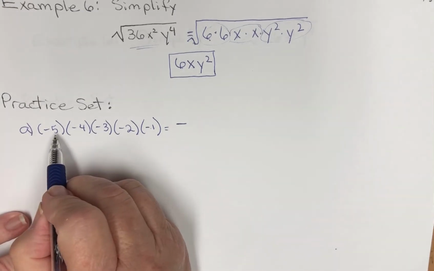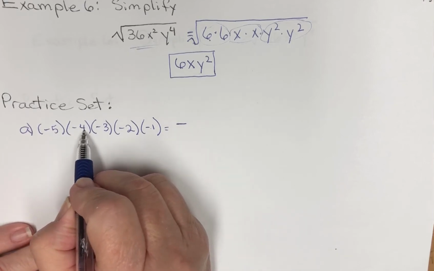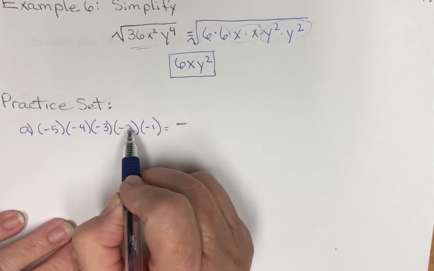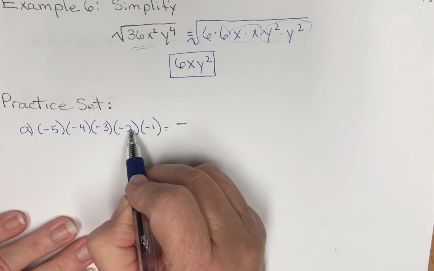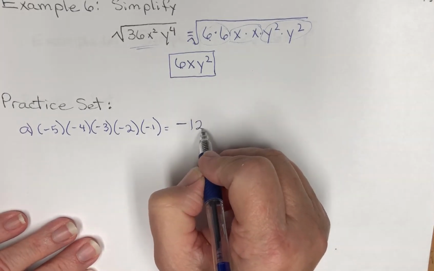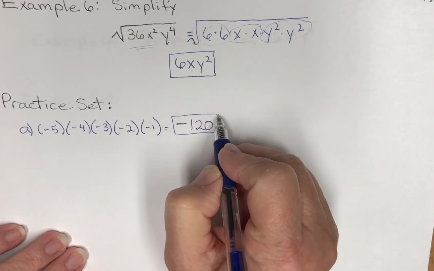So now I just go back and deal with the numbers. 5 times 4 is 20. 20 times 3 is 60. 60 times 2 is 120. And 120 times 1 is going to be negative 120. And that will be my answer for A.